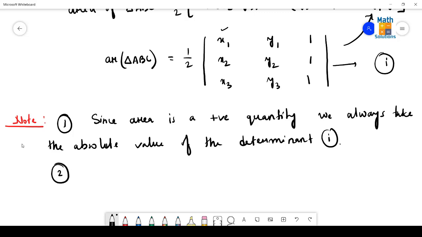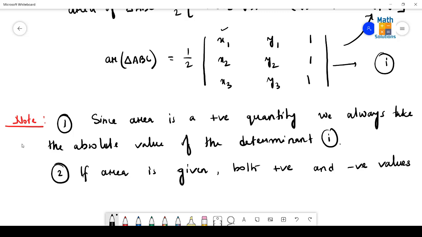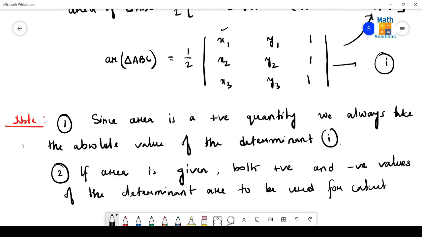Then the second point to be noted is what? If area is given, both positive and negative values of the determinant are to be used for calculation.